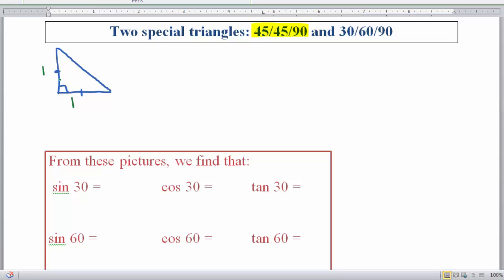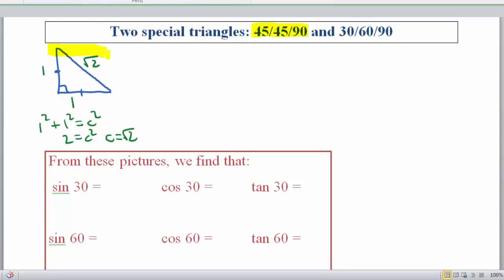And then I use the Pythagorean theorem. I would have 1 squared plus 1 squared equals c squared. So I'd have 1 plus 1, which is 2, so 2 equals c squared. So I end up getting c equals the square root of 2. So the other side, right, the hypotenuse, ends up being the square root of 2. So there's my 45, 45, 90 right triangle, right, which is known as the isosceles right triangle because it has two equal legs, okay?